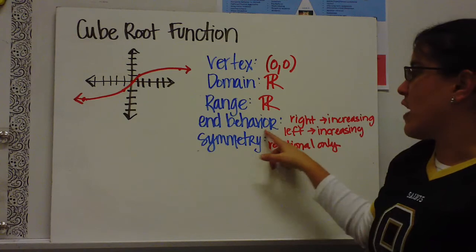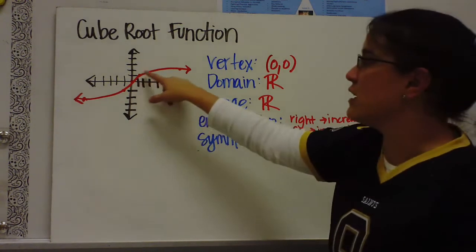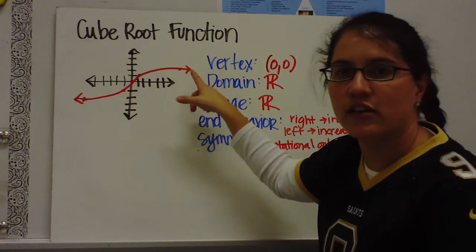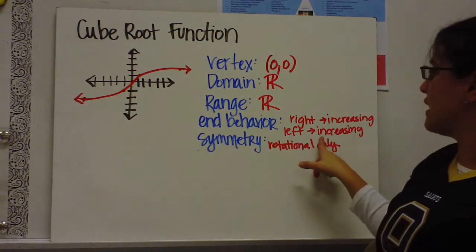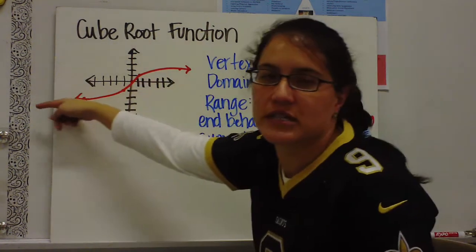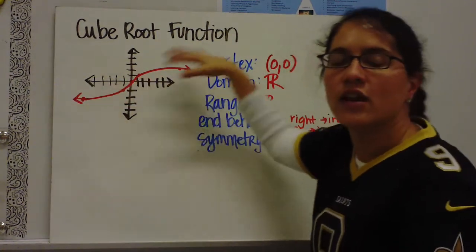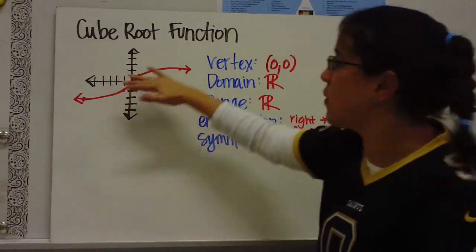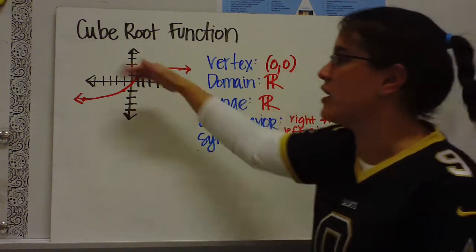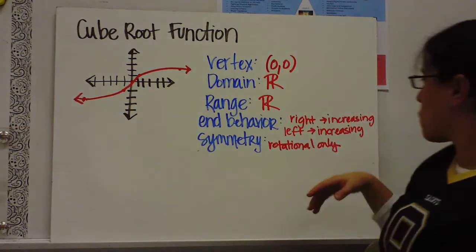The end behavior. As we look at the right, it is increasing, much like the square root function. As we look at the left, it is decreasing. It is going farther and farther in the negatives. So the right and left are both going continuously, but one is increasing positive and one is decreasing negative.